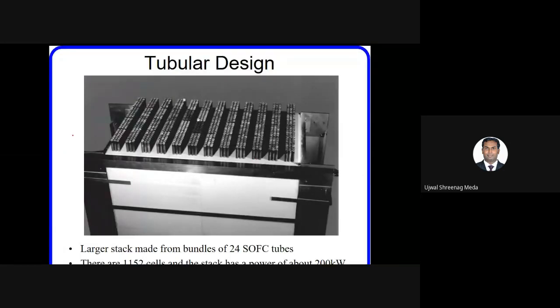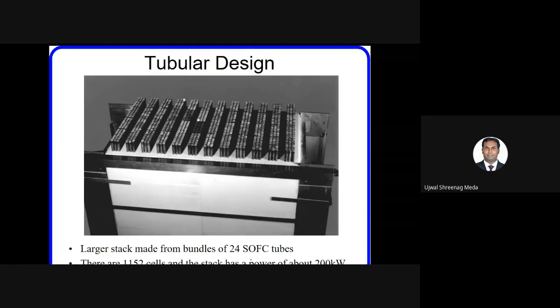So this is a commercially available SOFC, which consists of 1152 individual fuel cells that are stacked together, which can generate a power of 200 kilowatt. Whenever these larger stacks are required, usually a module that consists of fuel cells from 16 to 24 is made, and such modules are clubbed together or bundled together to make larger stacks.